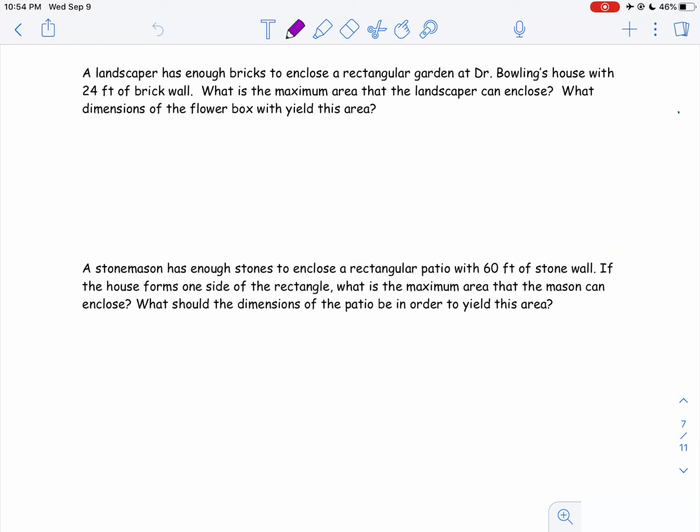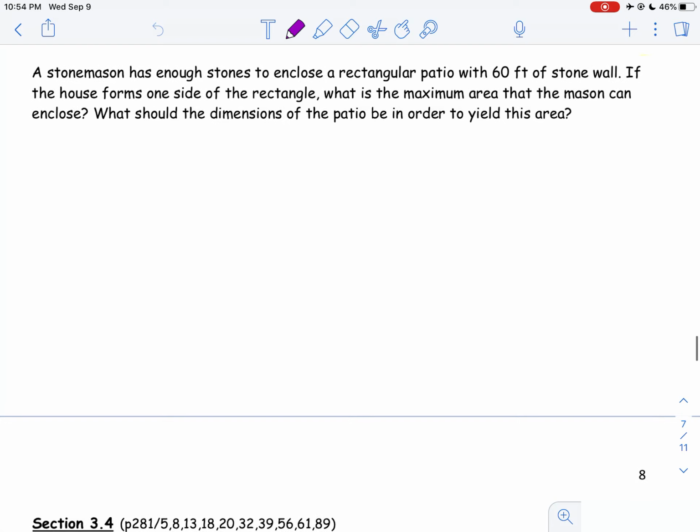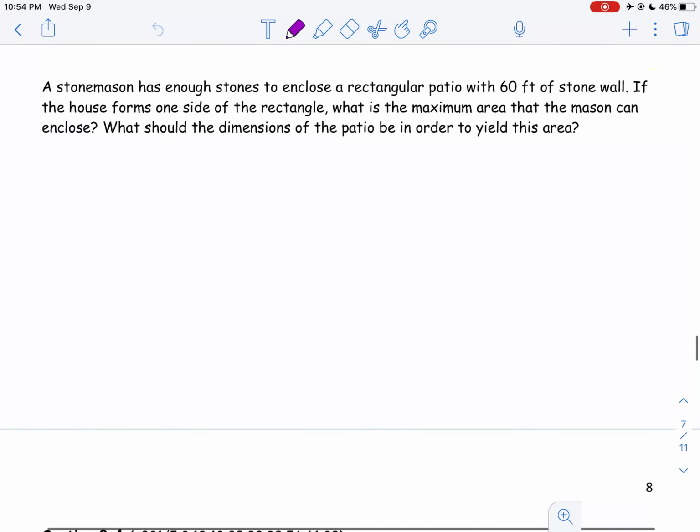So, a stonemason has enough stones to enclose a rectangular patio with 60 feet of stone wall. If the house forms one side of the rectangle, what is the maximum area that the mason can enclose? What should the dimensions of the patio be in order to yield this area?